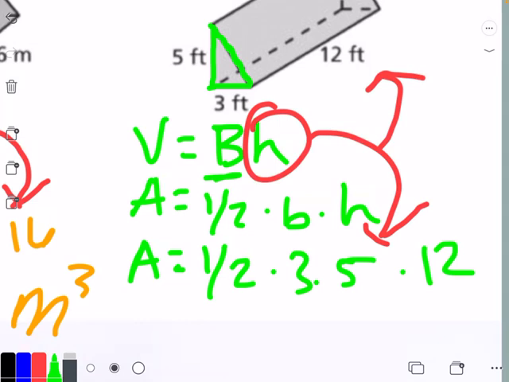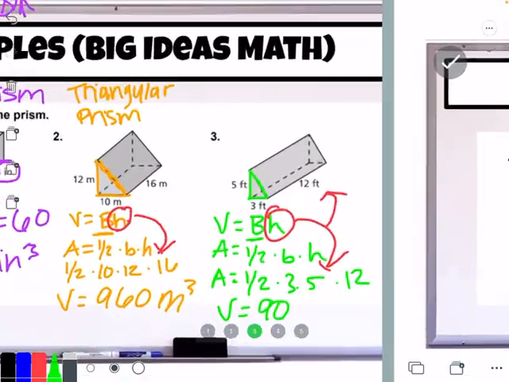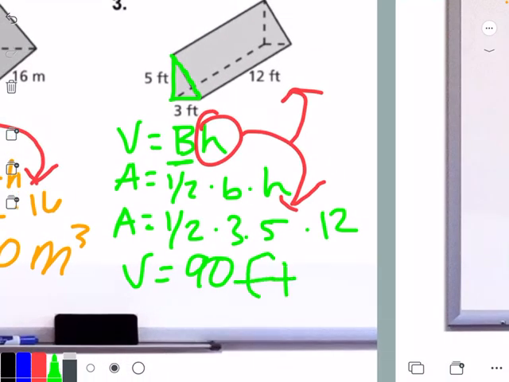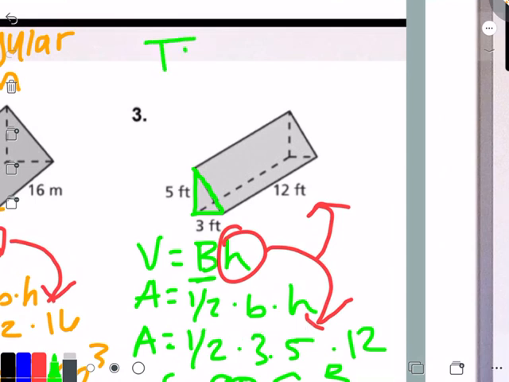which is volume equals 90. Volume equals 90 feet cubed. And this is a triangular prism.